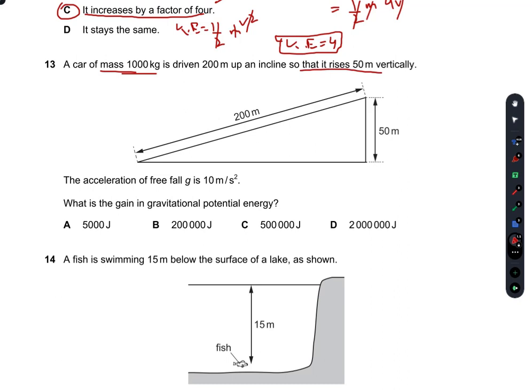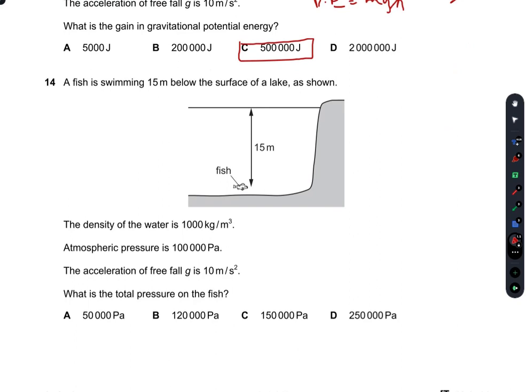For gravitational potential energy, the formula is mgh. So 1000 multiplied by 10 is 10,000, and then multiplying it by 50 means 500,000 joules, or 5 lakh joules, will be the rise in the gravitational potential energy. So C is the right answer.